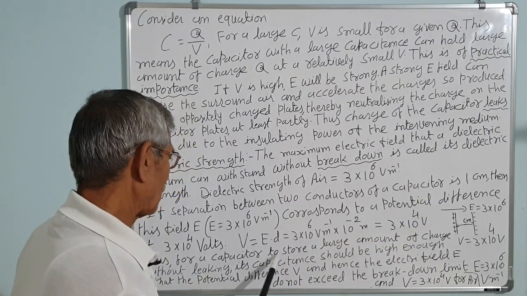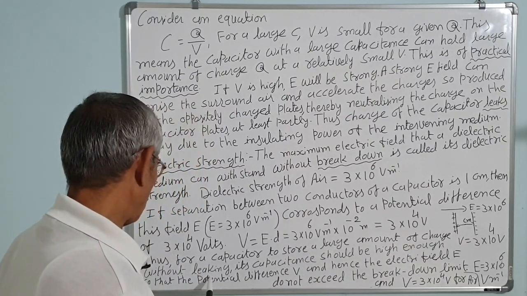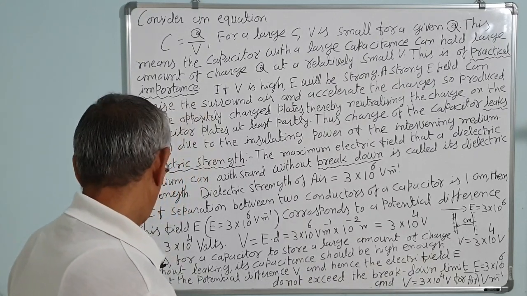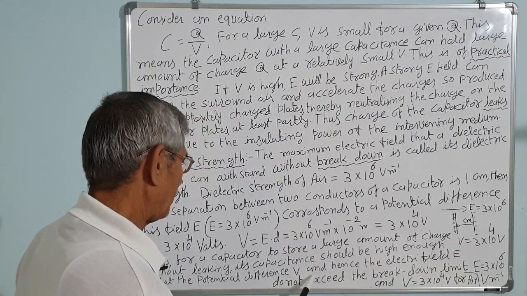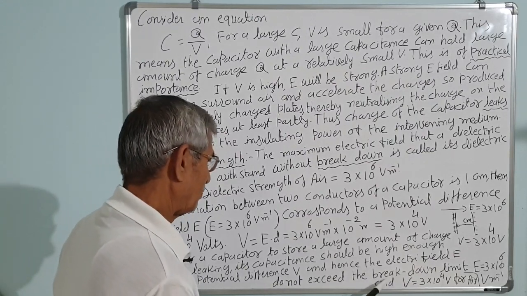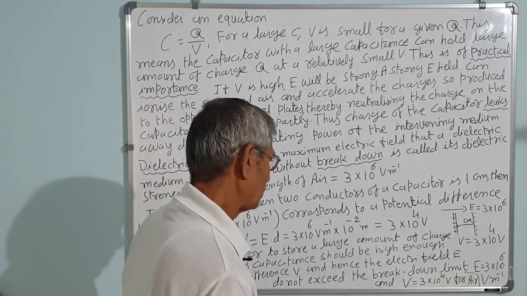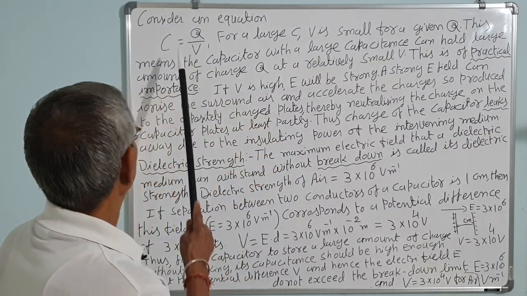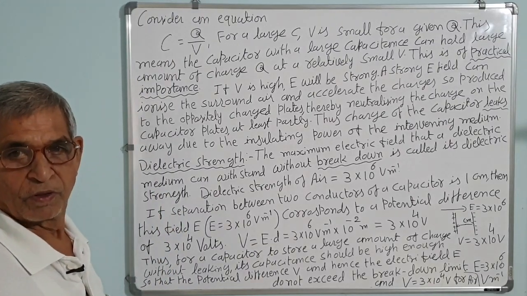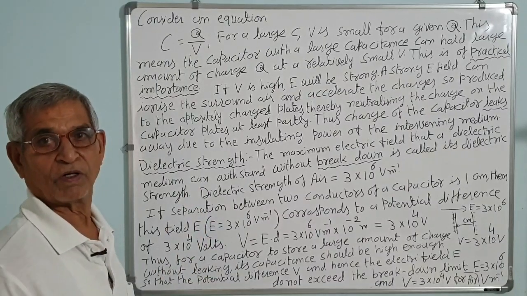Thus, for a capacitor to store a large amount of charge without leaking, its capacitance should be high enough so that the potential difference V and hence the electric field E do not exceed the breakdown limit, that is 3 into 10 raised to 6 volt per meter. So, capacitance should be more in order to get more charge on the capacitor without breakdown or leakage.